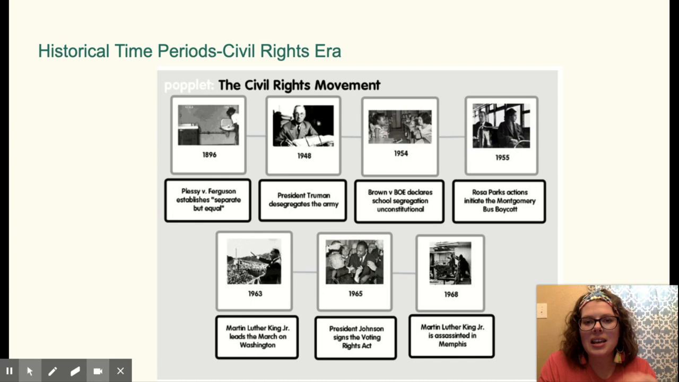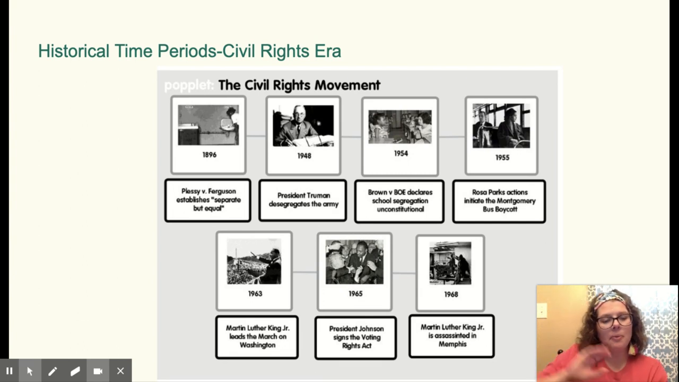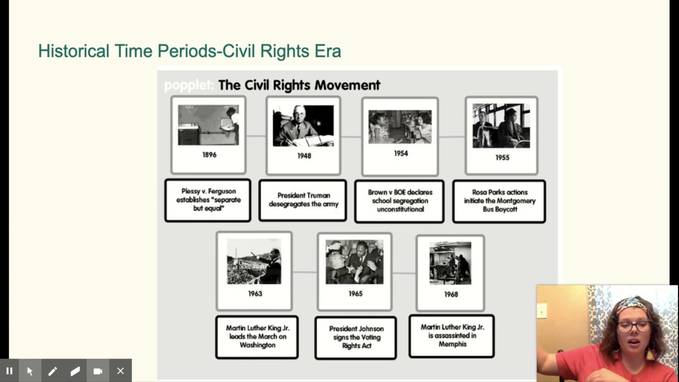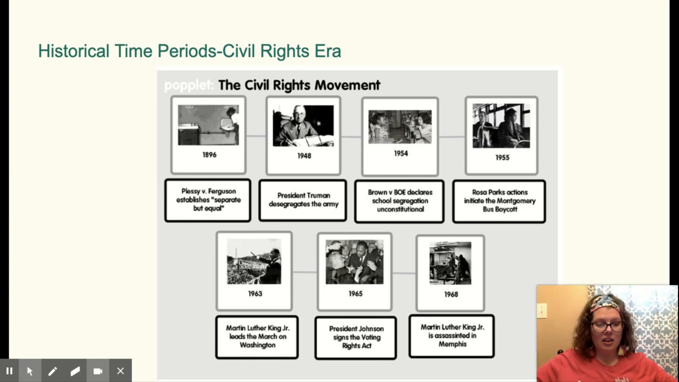All right, guys. Now you will see that I've created a civil rights movement era timeline. What that means is I started in chronological order with 1896 with a court case. That court case led to segregation. If you remember, segregation was when one group of people went over here and another group went over here. They couldn't communicate, they couldn't talk, and it was very frowned upon.